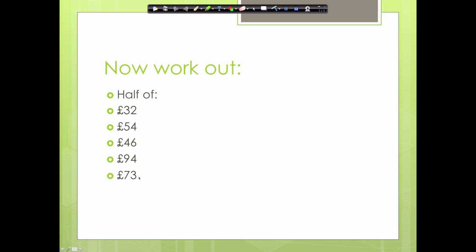Okay, so I'm just going to go through the last one. If I want to work out half of £73, again I can split it up. I can find half of 70 and half of £3. Okay, half of £70 is 35. Half of £3, £1.50, so I just add them up and I'm left with £36.50.